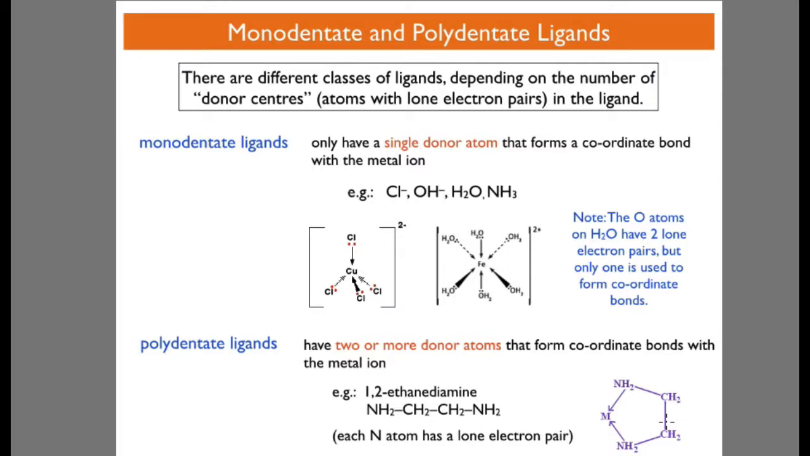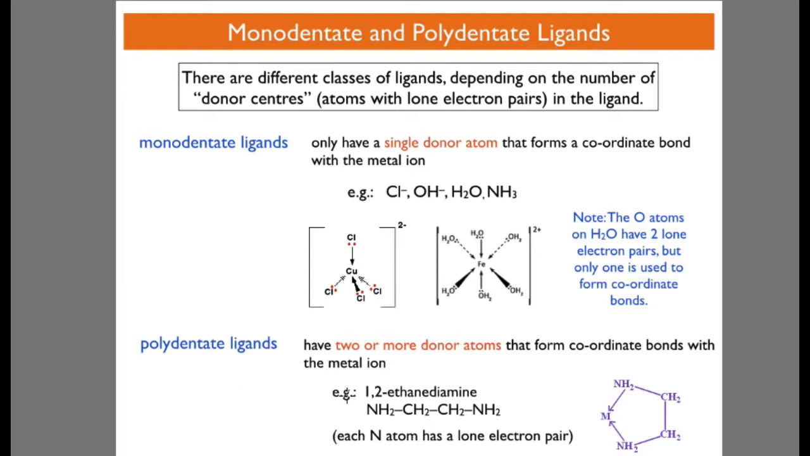We also have monodentate and polydentate ligands, and it has little to do with teeth. There are different classes of ligands depending on the number of donor centers, so atoms with lone electron pairs in the ligand. A monodentate ligand only has a single donor atom that forms a coordinate bond with the metal. So you can see the chlorines here, each chlorine only provides one lone pair to the copper. Here, water only provides one, even though the oxygen atom does have two lone pairs, only one lone pair is used in the coordinate bond.